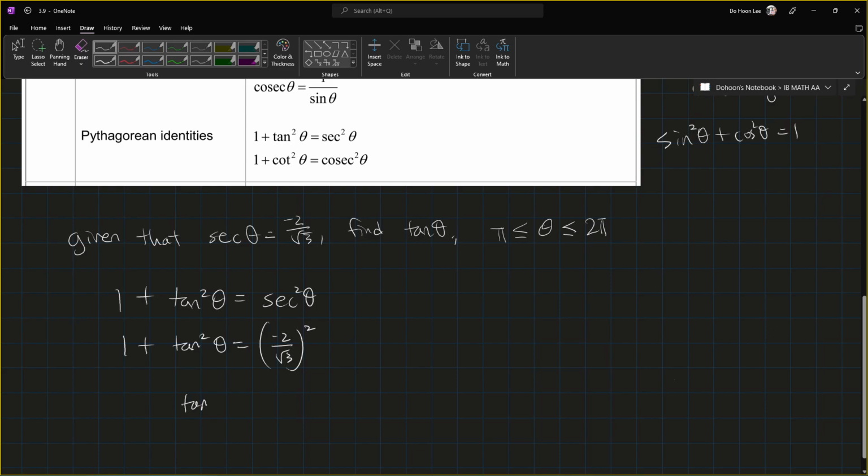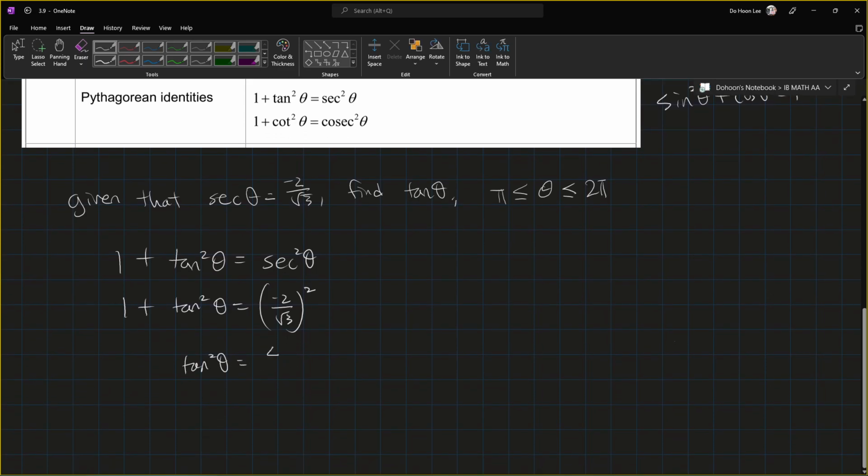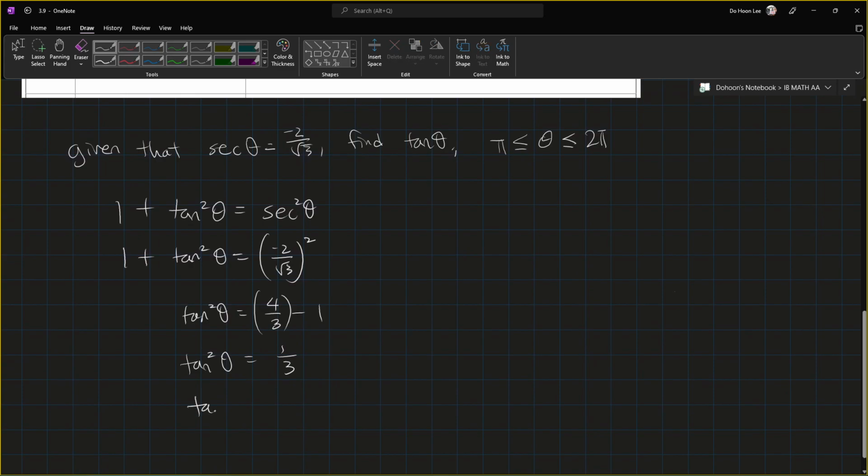It tells us that tangent squared theta is equal to 4 over 3 minus 1, which is 1 over 3. Therefore, tan theta becomes plus or minus 1 over root 3. At this point, we want to check what value is the right answer. Is it the positive 1 over root 3 or the negative 1 over root 3?